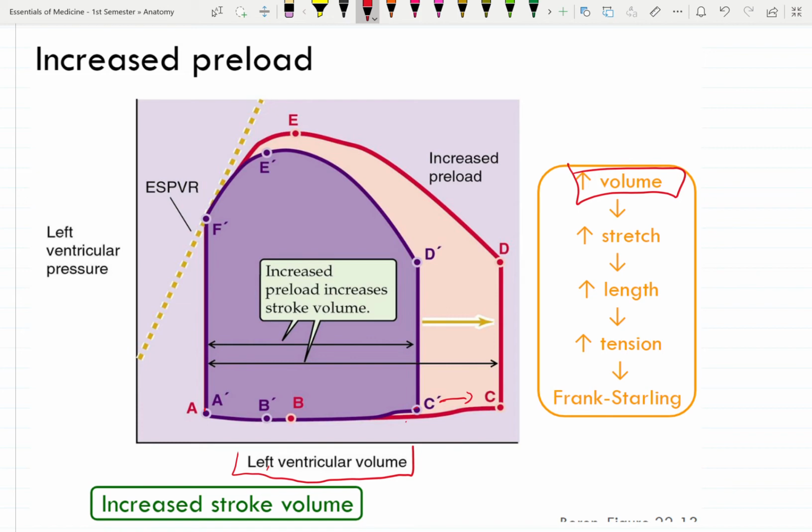So in other words, the end diastolic volume will increase. This end diastolic volume, when it increases, we see that as the ventricular filling of the heart. So what happens when the ventricles start to fill with blood? Well, there's going to be an increase in the stretch of it. This increase in the stretch will increase the length. That makes sense. And this increase in length will increase the tension, and that is represented in the Frank-Starling graph.